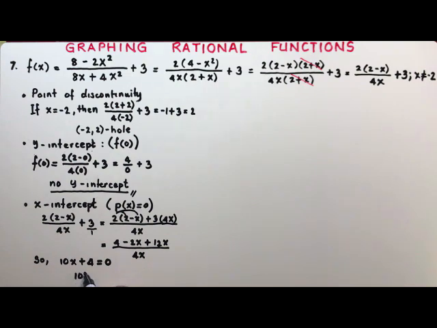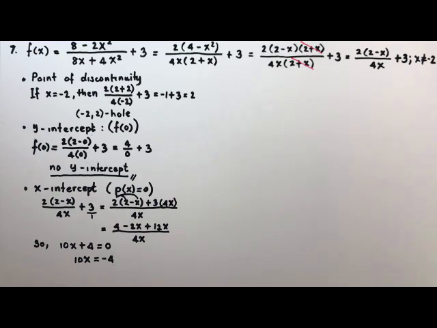So 10x is equal to negative 4. So dividing both sides by 10, we have x is equal to negative 4 over 10. Or you can reduce this as x is equal to negative 2/5 here. So we have one x-intercept here, which is negative 2/5, 0. So this is our x-intercept.